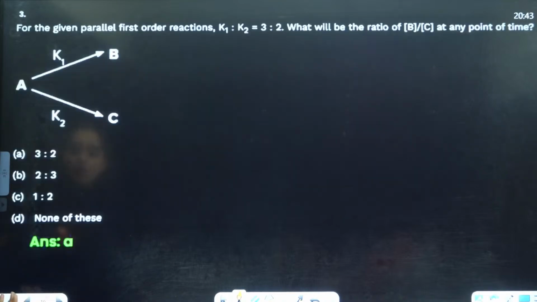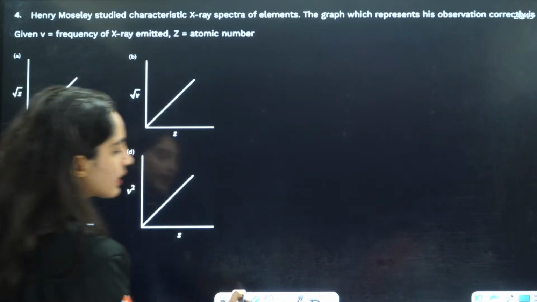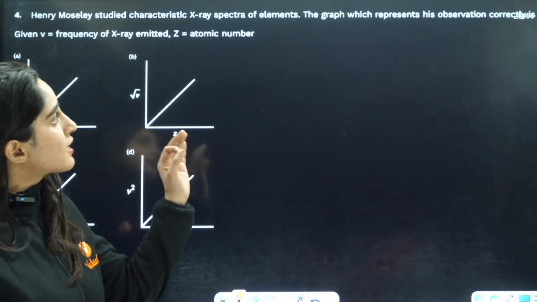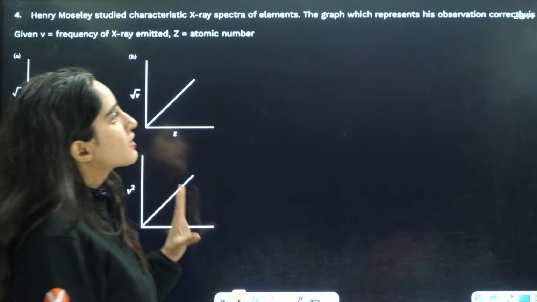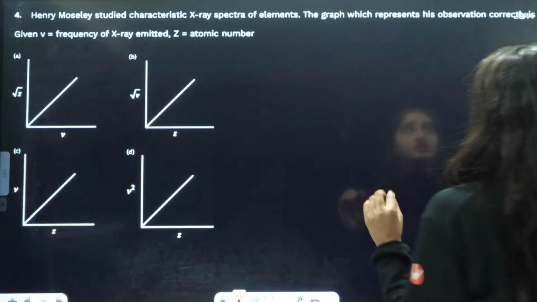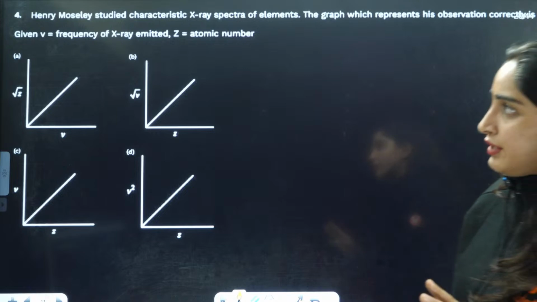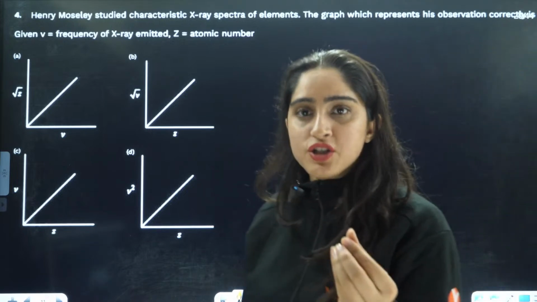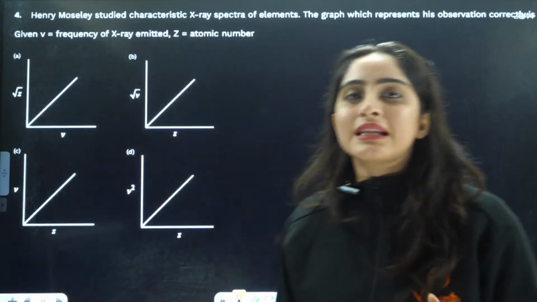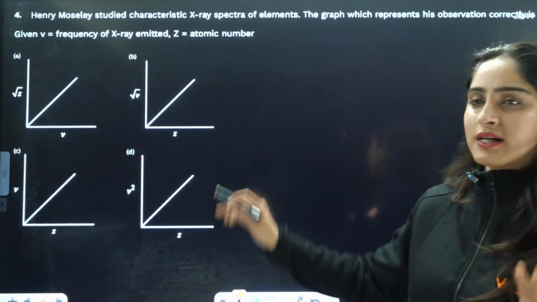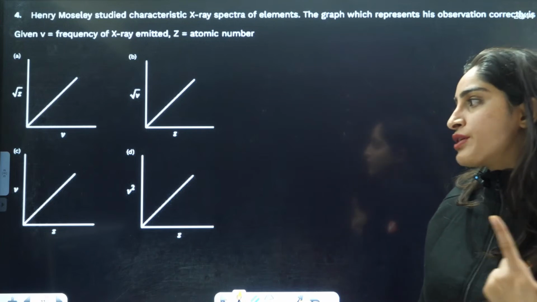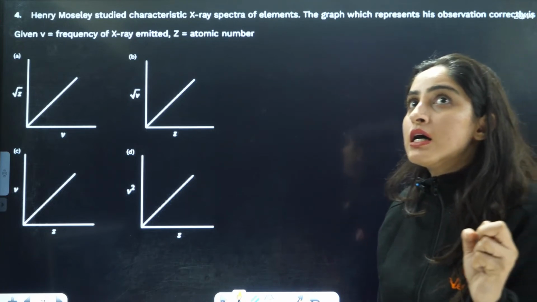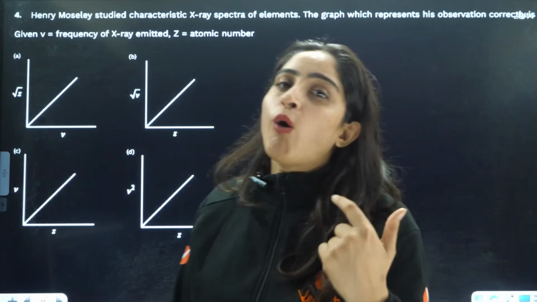Now, next is Henry Moseley. Henry Moseley studied characteristic X-ray spectra of elements. The graph which represents his observations correctly is given. Now, this is from classification of the periodic table. So, in that, Henry Moseley displayed a graph between which of the following. It is a straight line graph for sure. The graph will lead you to the modern periodic table.